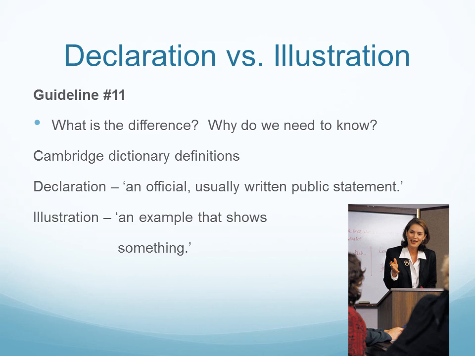Now this will be guideline 11 in your book. We need to figure out what the difference is and why it is important. When we refer to the Cambridge Dictionary, we see that they define declaration as, and I quote, "an official, usually written public statement." So that's what the Cambridge Dictionary says a declaration is. Now, if we look at what an illustration is, the Cambridge Dictionary defines it as, and I quote, "an example that shows something." And we will look at this further.